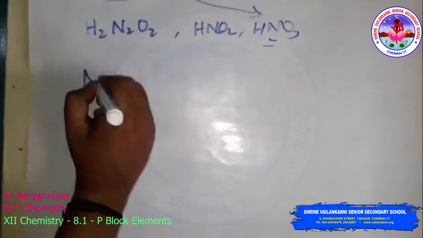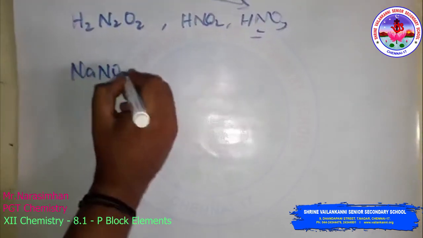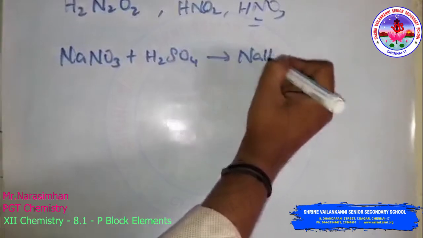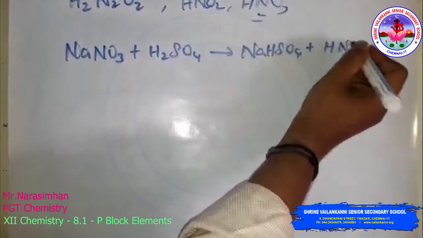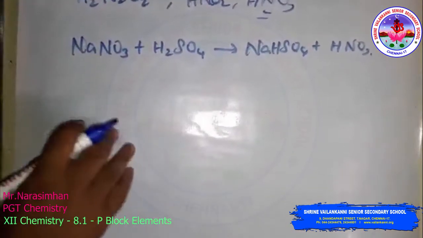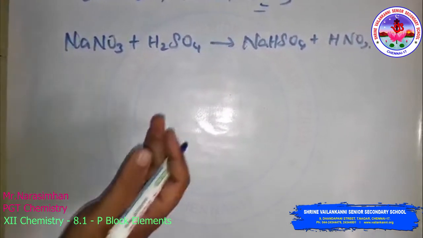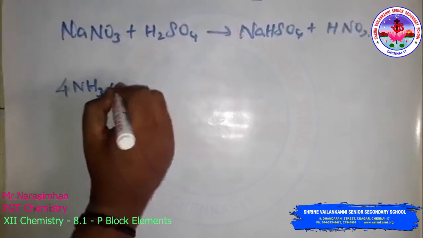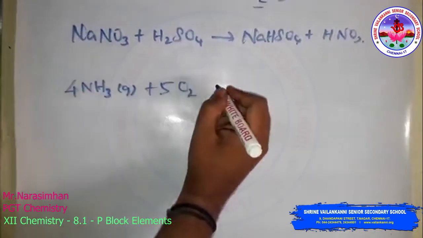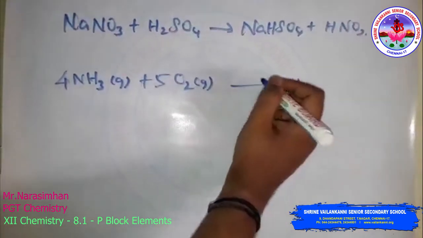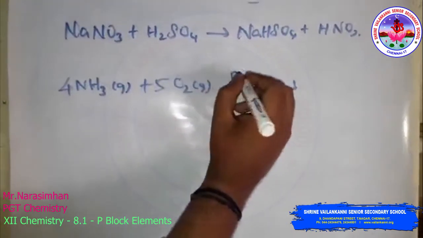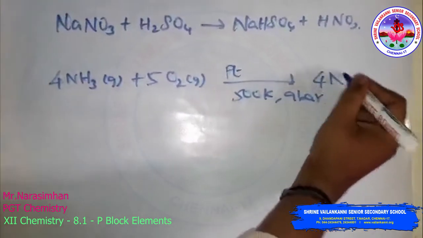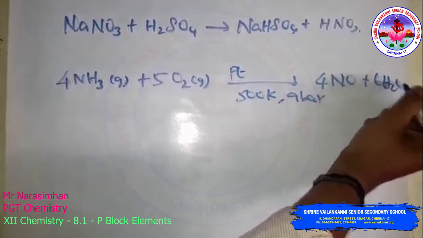On a small scale, for example in laboratory preparation, sodium nitrate reacts with sulfuric acid to produce sodium hydrogen sulfate and HNO3. On a large scale, usually the Ostwald process is used, based on the catalytic oxidation of ammonia by atmospheric oxygen. For example, 4 moles of ammonia gas react with 5 moles of oxygen gas, using platinum or ruthenium gauze catalyst, up to 500 Kelvin and 9 bar, to form nitrogen monoxide gas and 6 moles of water.